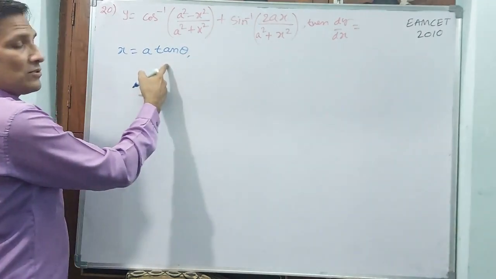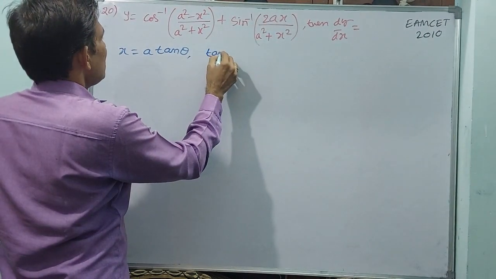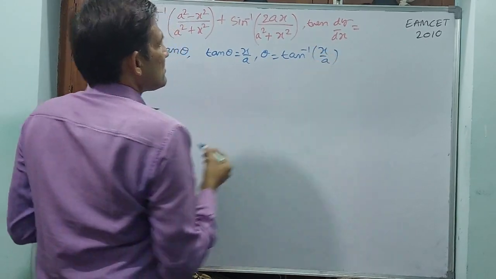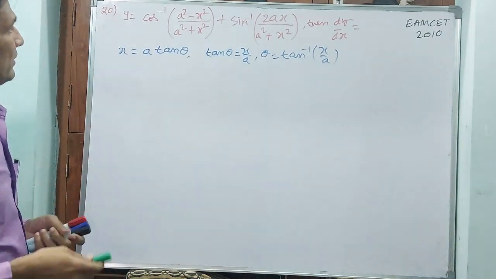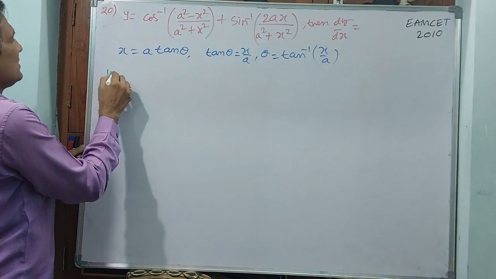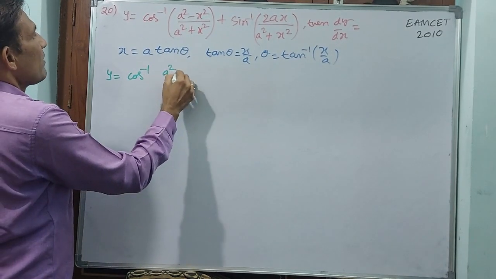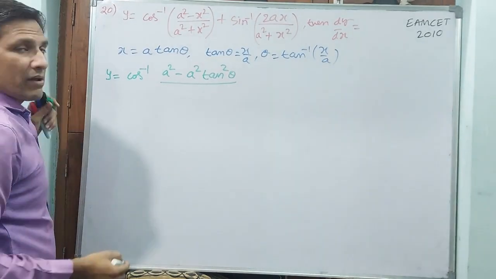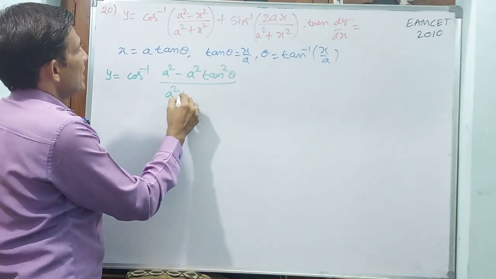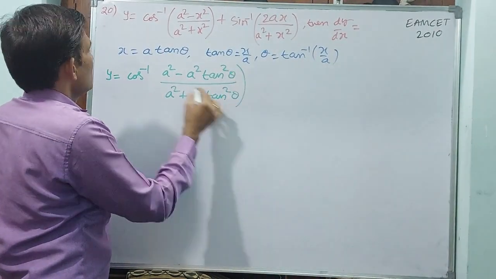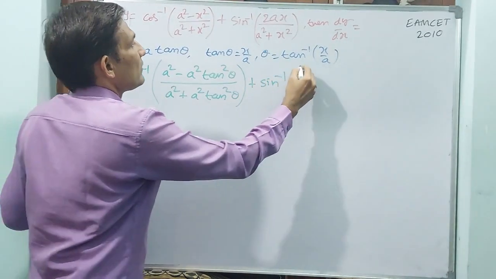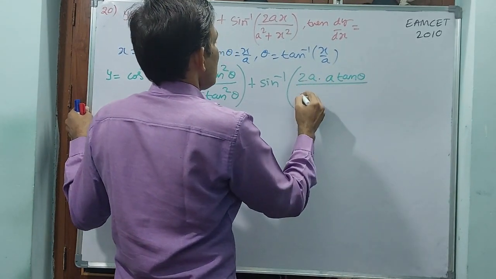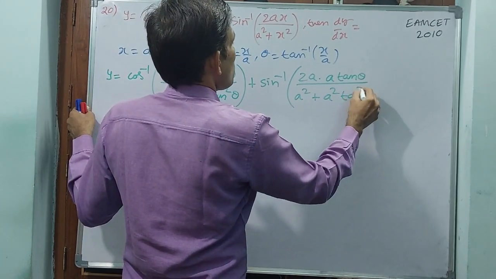See, if x is equal to a tan theta, then tan theta will be x by a, so theta is equal to tan inverse of x by a. Now proceed further. Write down y is equal to cos inverse of (a square minus a square tan square theta) by (a square plus a square tan square theta), plus sin inverse of (2a into a tan theta) by (a square plus a square tan square theta).